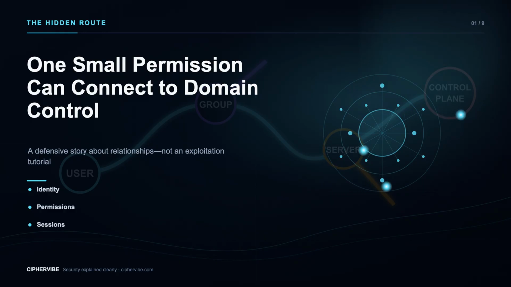In this original CipherVibe guide, we explain Active Directory through a fictional defensive scenario. We map users, groups, computers, permissions, and administrative sessions. Then we break the route at several points. This is not an intrusion walkthrough. The environment and evidence are synthetic. We do not demonstrate credential theft, payloads, exploitation, or intrusion commands. Test only systems you own or are authorized to assess.